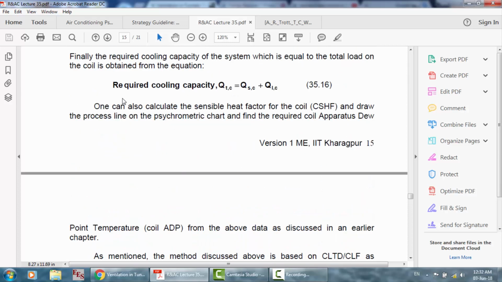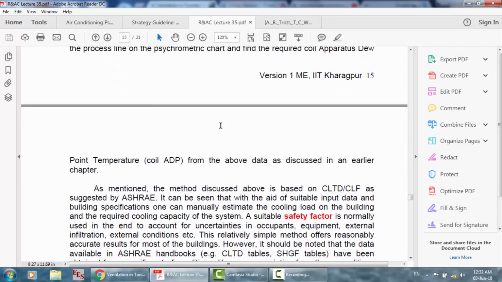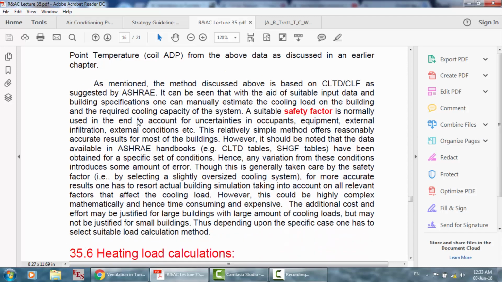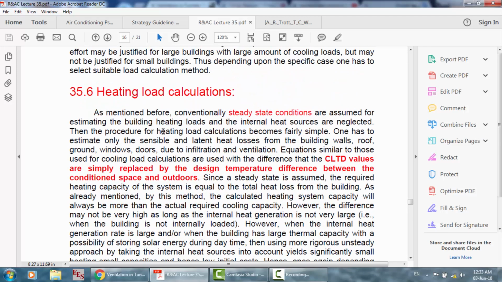So one can also calculate the sensible heat factor for the coil and draw the process line on the psychrometric chart, like what we get from HAP, and find the required coil apparatus dew point from the above data, as discussed in an earlier chapter. We have here also many things, and the heating load calculations. This is a very important point.